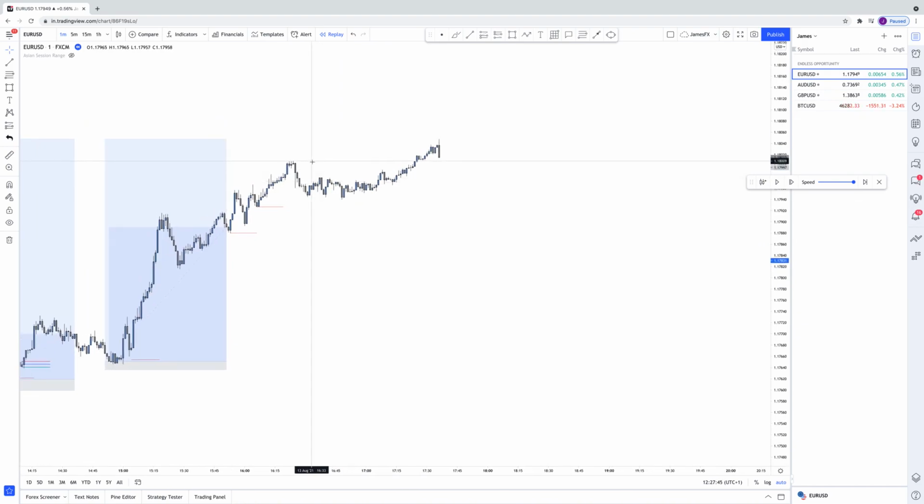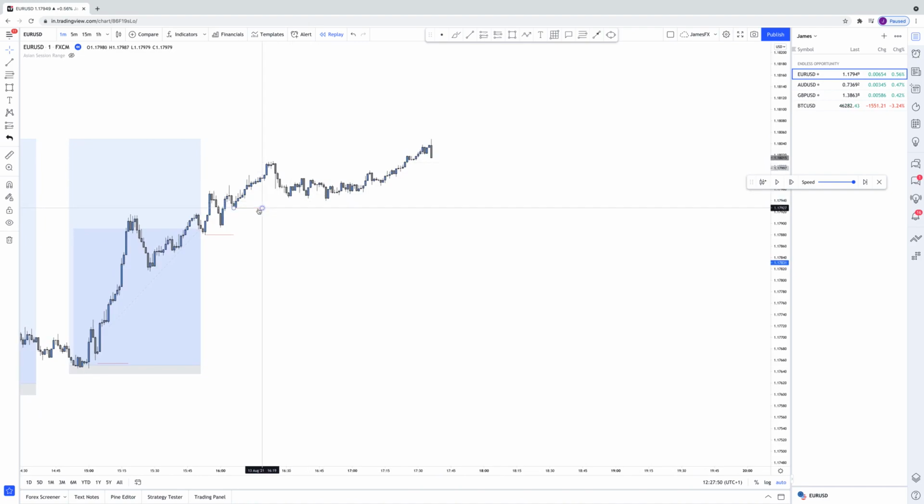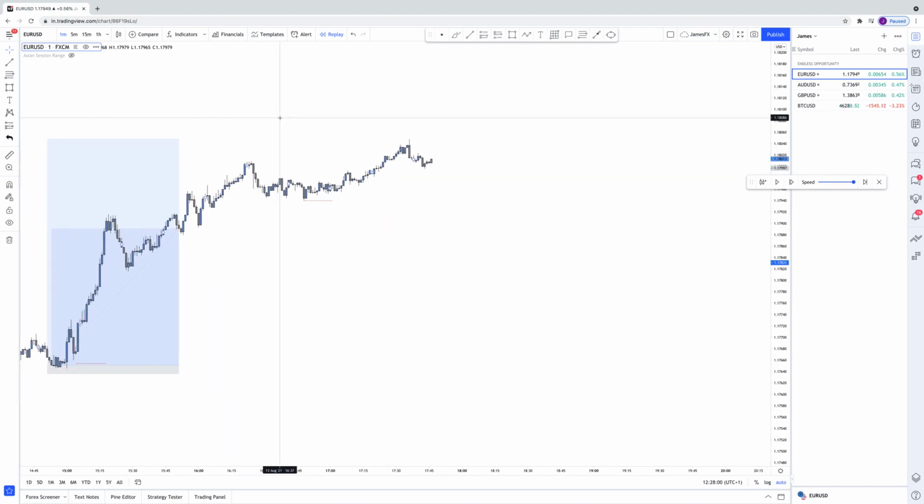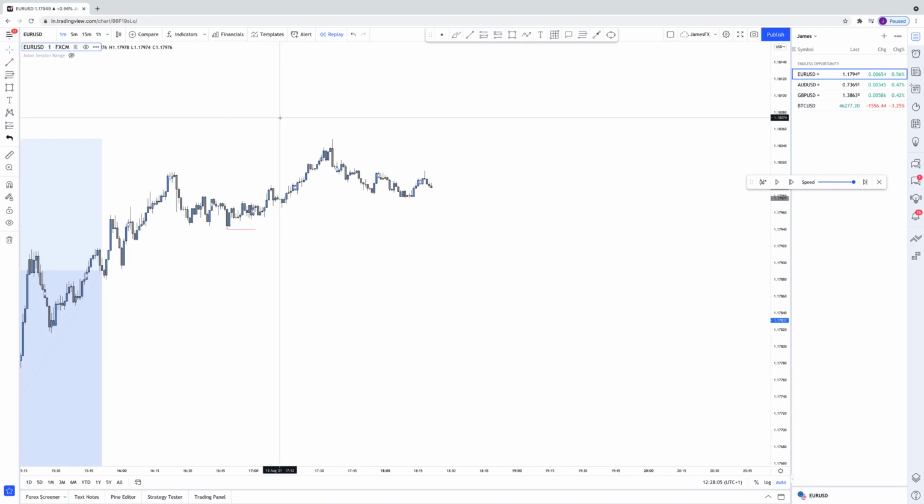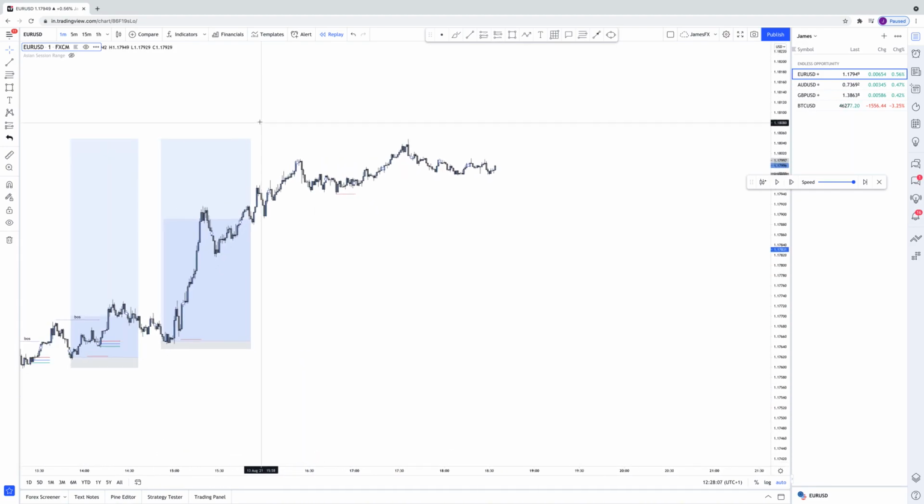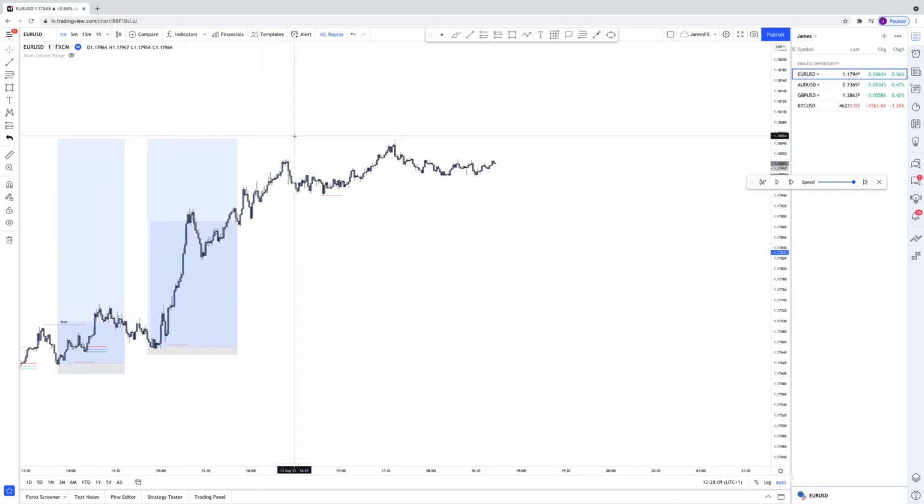Okay, so yeah, it was this next one. So we broke structure again, and I actually managed at that low there. So we can delete these ones off. And what we're doing now is just ranging about. And let's just continue.